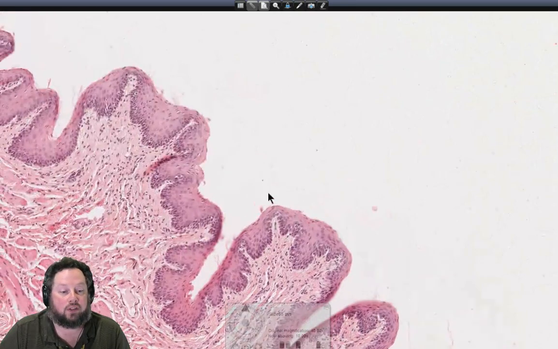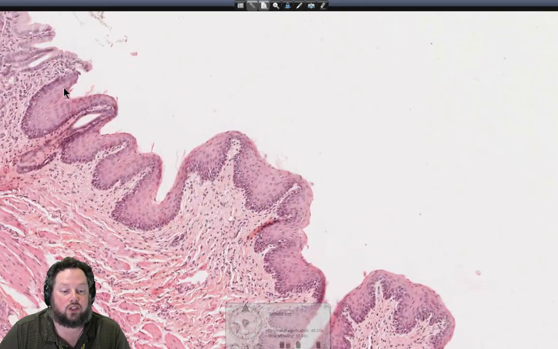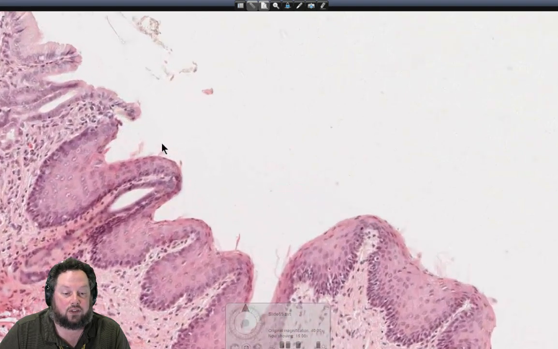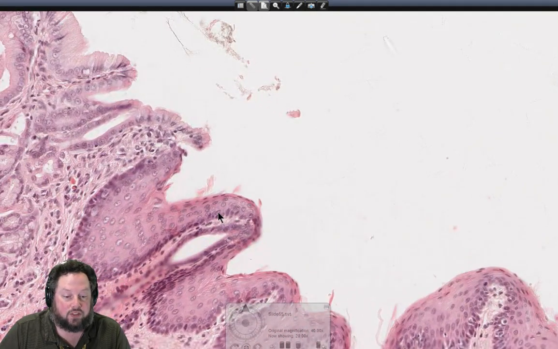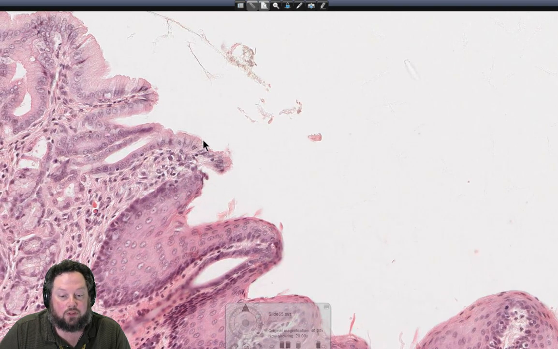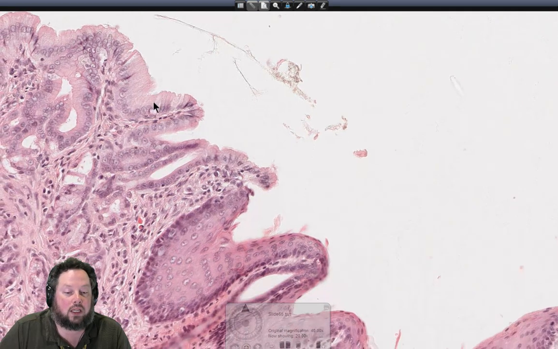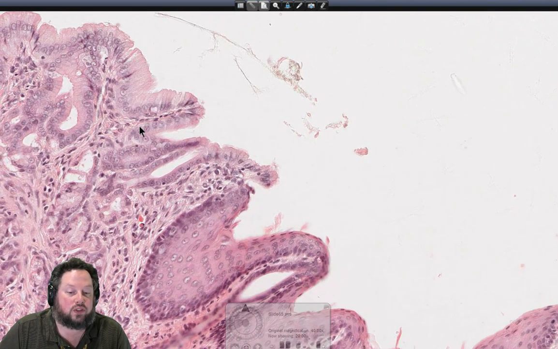transformation of the epithelial surface from a stratified squamous epithelium to a simple columnar epithelium, and here it is here. So if we zoom in, here's our stratified squamous non-keratinized epithelium, and here we've got this layer of simple columnar cells. These are surface mucus cells, and they produce a protective mucus. It lines the surface, and of course that protects this region from acid and enzymes. So these are surface mucus cells.